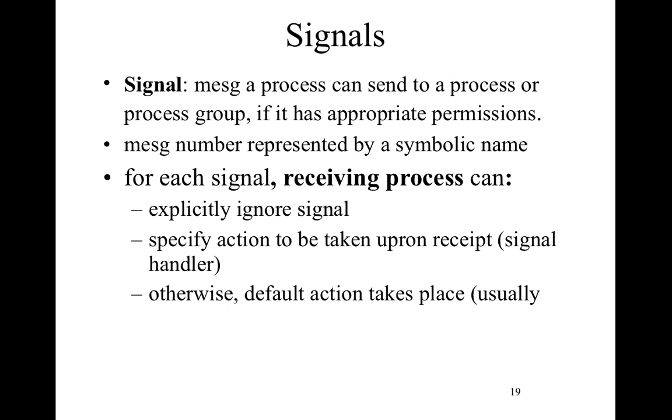Message number represented by a symbolic name. We come up with names for each signal. The receiving process can explicitly ignore the signal. You can tell someone to do something, but they don't necessarily have to accept it. Specify the action to be taken upon receipt. Let's just say upon receipt, a signal handler might actually work. Otherwise, the default action takes place. Usually nothing. Actually, nothing happens if you don't answer the signal.